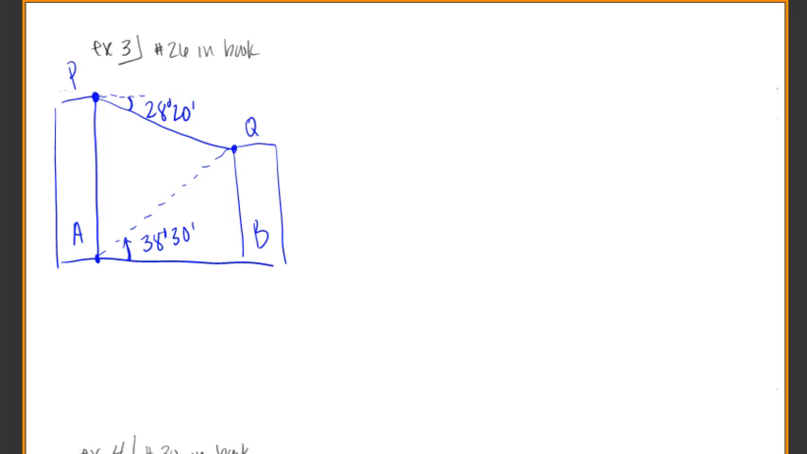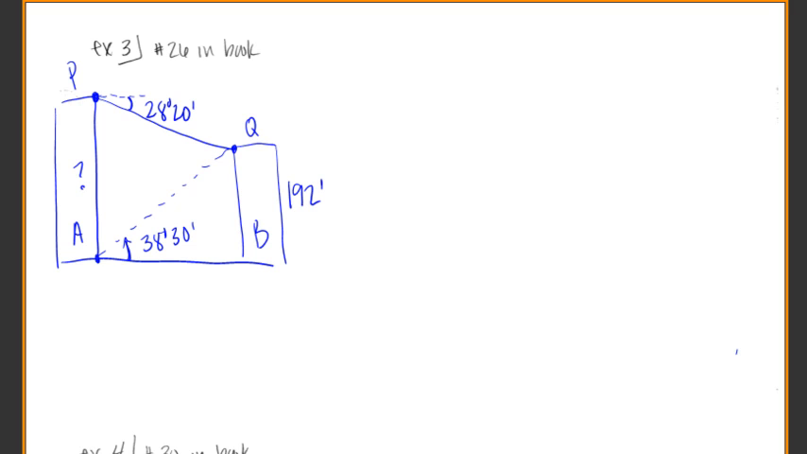All right, and the last part says if building B is known to be 192 feet tall, then we want to know the height of building A. So this is our big question mark. Okay, well, let's look and see what we can do for this problem.